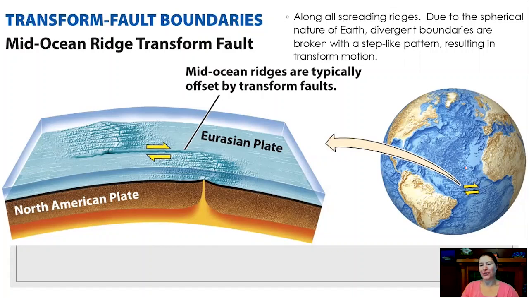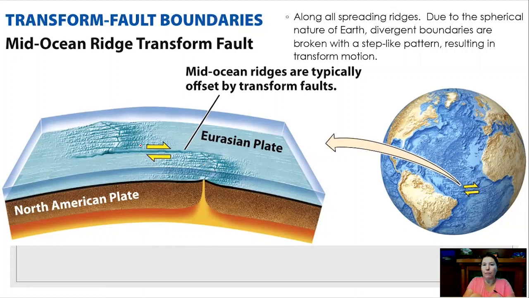Boundaries. This is going to be a lot shorter. So these occur along all spreading ridges, again, because Earth is more or less kind of spherical. To relieve stress, we have these places where we can't just have that divergent rock moving apart.